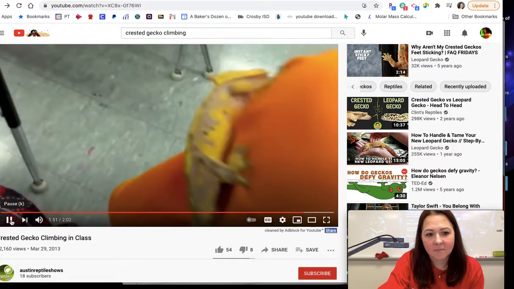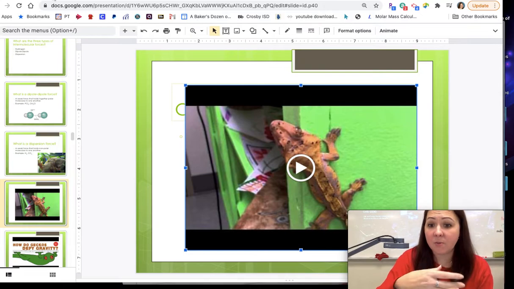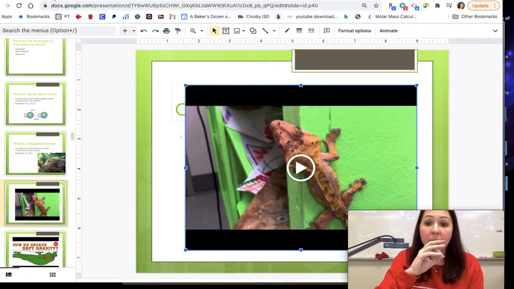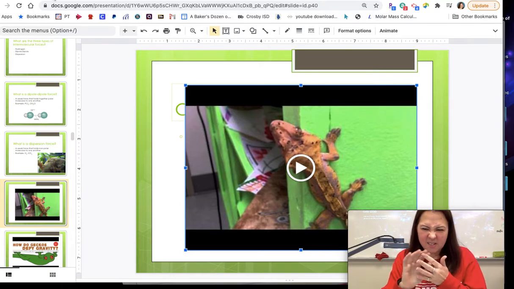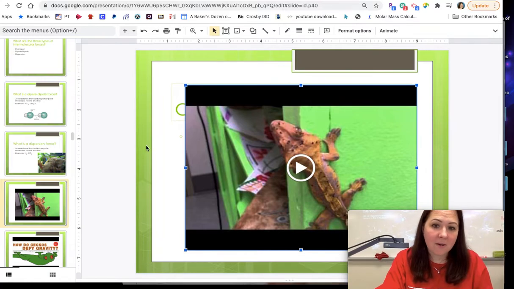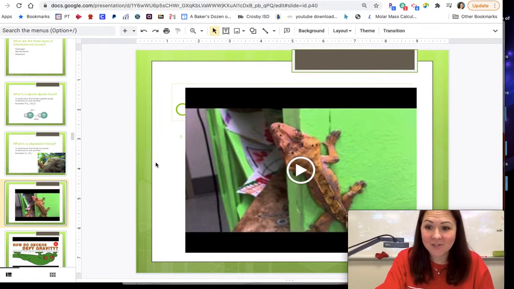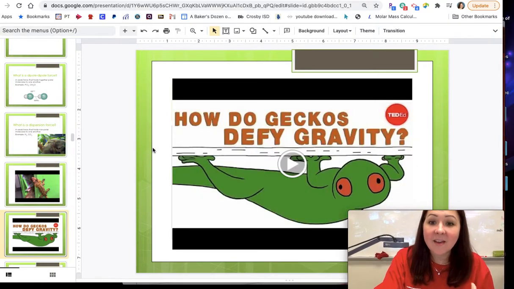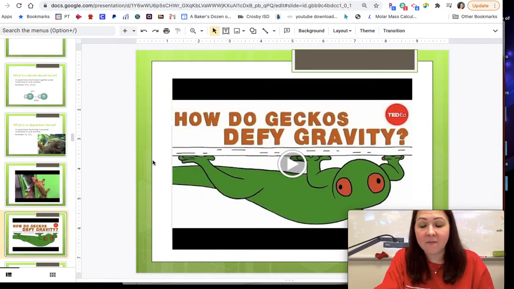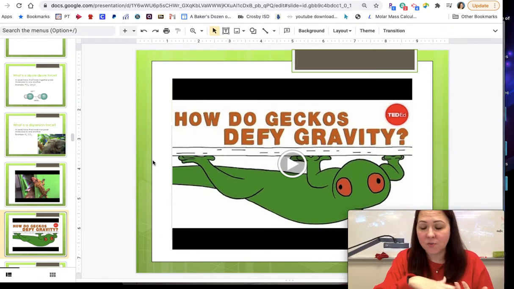Pretty cool, huh? Okay, so the crested gecko was able to stick to some surfaces, but he was not able to stick to other ones because he has little setae on his feet. In the next slide, I have another video. I'm not going to play it in this video, but in case you're wondering what actually makes them stick, this video is actually pretty informative on finding out why they can stick to some surfaces versus others.